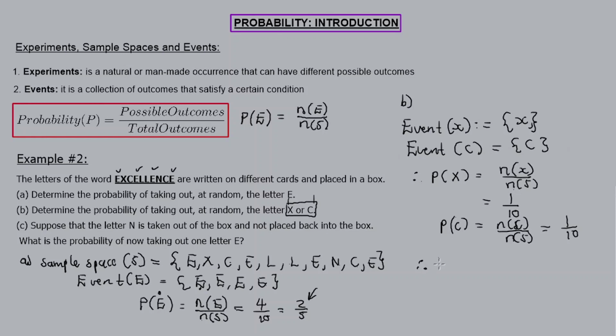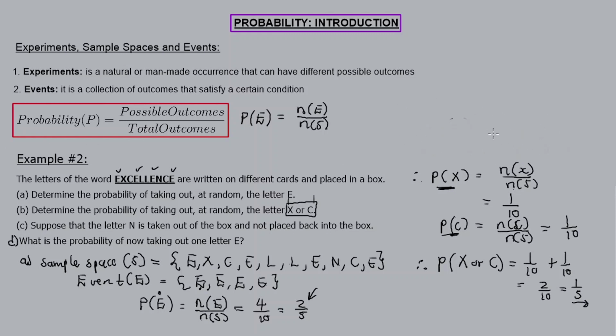So therefore, the probability of taking out at random the letter X or C is equal to the probabilities of X and C added together. So 1 over 10 plus 1 over 10. This is 2 over 10, which is 1 over 5. So this is our answer, B. And then C, by the way, this is D. And for C, let me erase B so that I can do C.